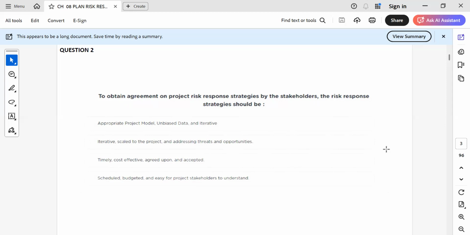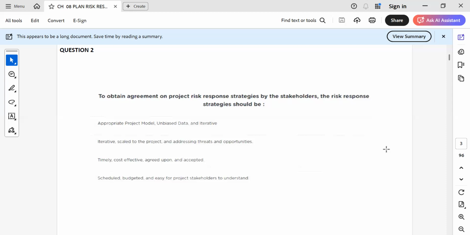Okay. Individually, project modeling is not done in plan risk response. It is done in quantitative analysis. Unbiased data accuracy we check when we are doing analysis, qualitative or quantitative. Iterative is for all those processes. Scale to the project: scaling and alteration is tailoring, and that is done when we are developing the risk management plan. Addressing threats and opportunities, that's right, for plan response we address both.